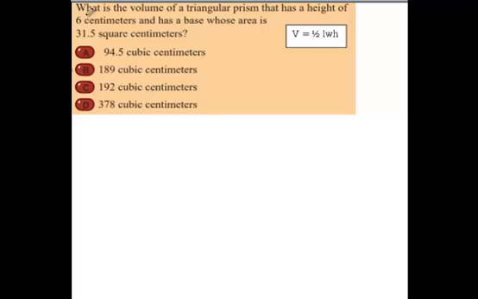Okay. What is the volume of a triangular prism that has a height of 6 centimeters and has a base whose area is 31.5 square centimeters? And then you see this formula, V equals half length times width times height. My goodness. Okay. We're looking for volume. It's a triangular prism, a height of 6 centimeters, and a base whose area is 31.5 square centimeters.